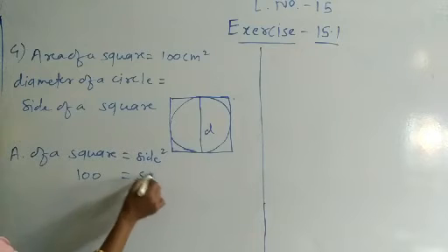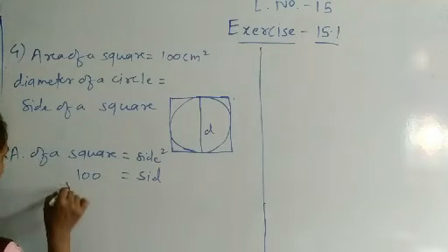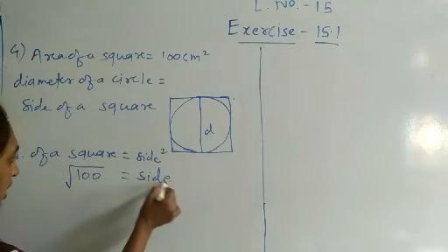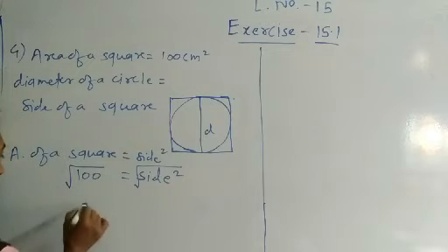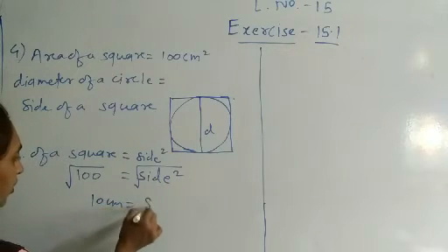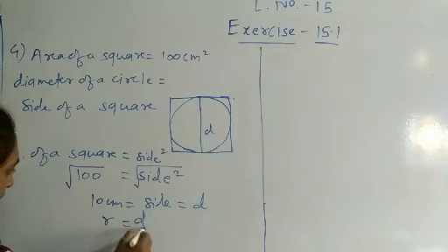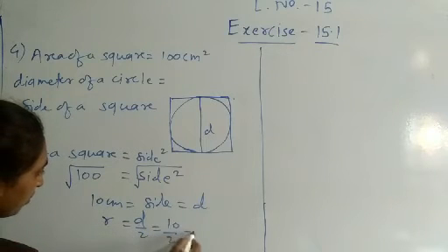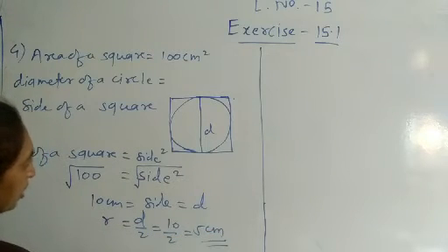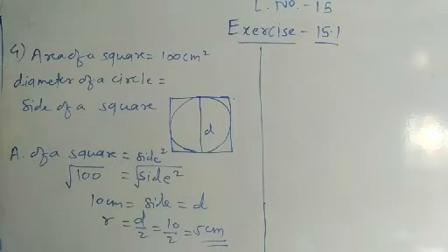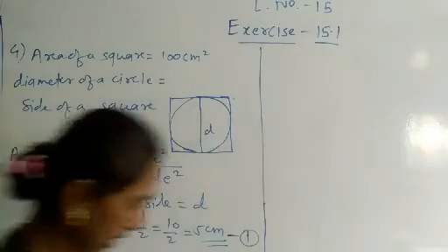Put the values. We only have to find the side, so take the square root on both sides. The side is 10 centimeters, which is equal to the diameter, and radius is equal to d by 2. So 10 by 2 is equal to 5 centimeters, which is the radius. So option number 5 is the answer for that question. Next, the fifth one I will leave for your homework. And now the sixth example.